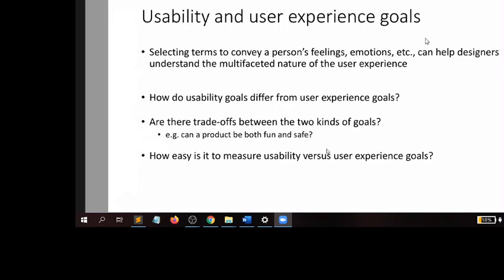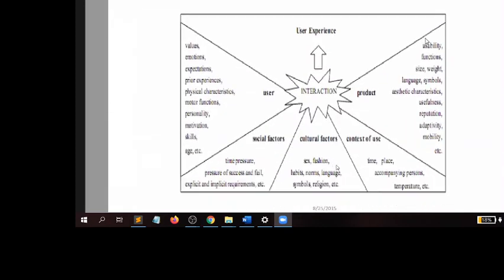The other thing is, these are some of the things you can look at, which brings the convergence. I think I'm going to share these materials. You can see that at the end, what we want is a user experience. What leads to a good or bad user experience is the interaction. And this interaction is dependent on all these things. One, there is the user here. Then there are the social factors, then the cultural factors, there is the context of use, and then there is the product.